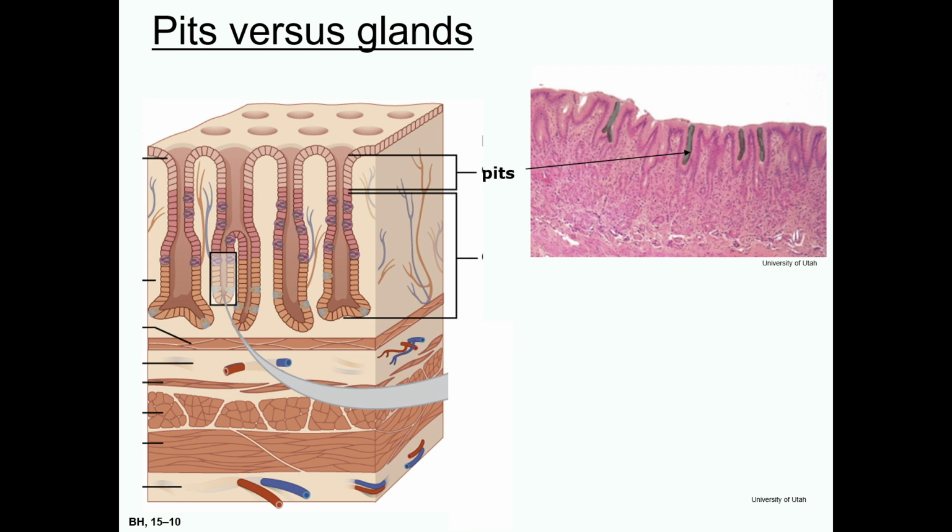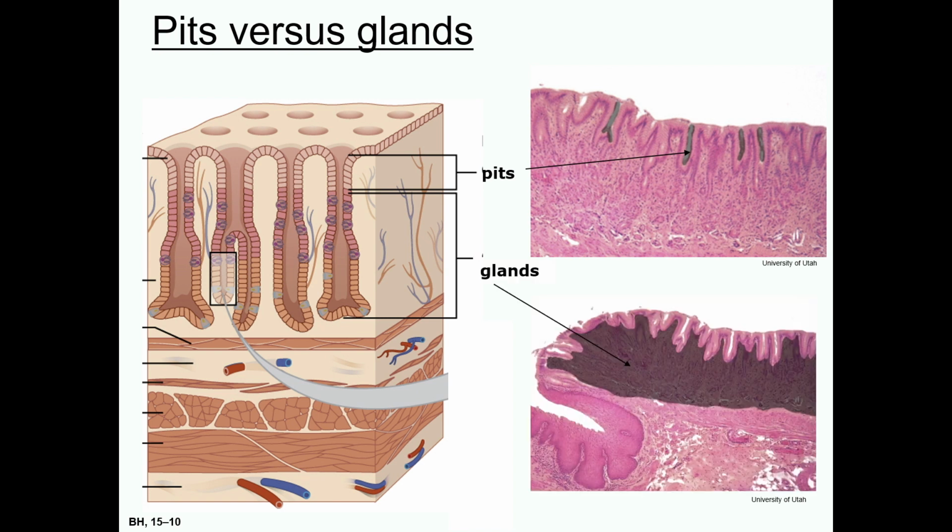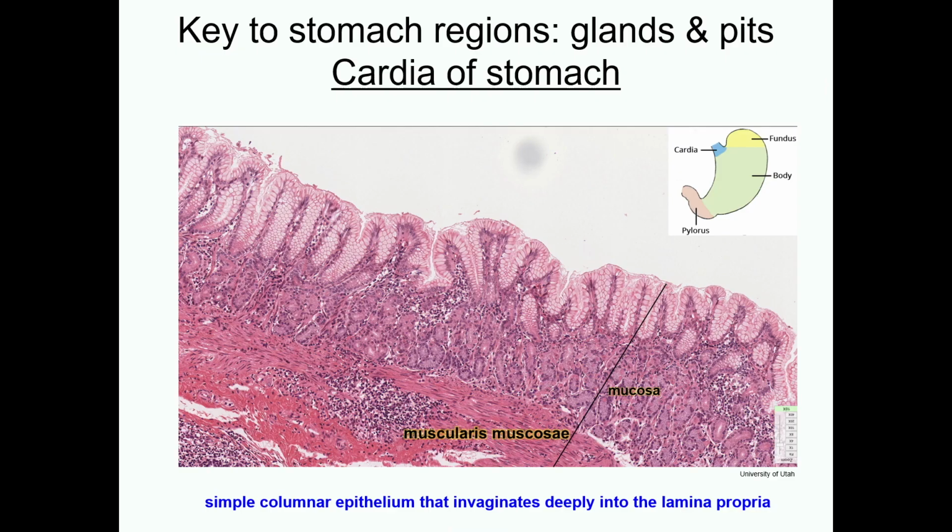The gastric pits lead to long branched tubular glands that extend through the full thickness of the lamina propria. These coil and fill most of the mucosa, as seen in this H&E stained section of the cardia. Around the glands are cells and capillaries and lymphatics of the lamina propria. Thus, the key here to identifying regions of the stomach are the pits and the glands. Let's look first at the cardia.